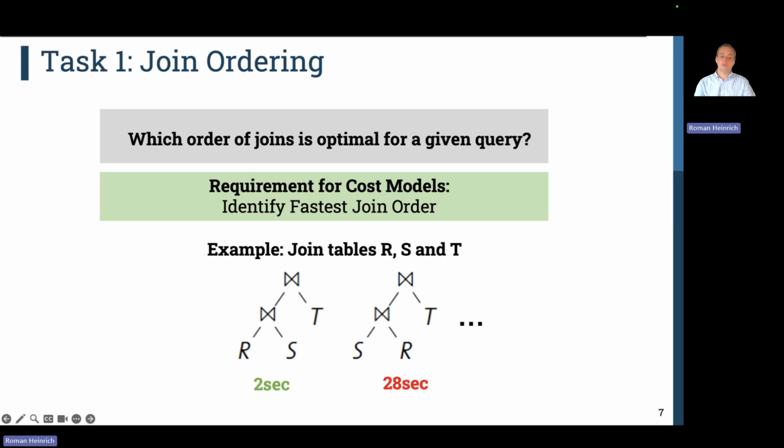On the left, we have an optimal plan, which only takes 2 seconds. And on the right, we have a different join order, which is suboptimal and thus takes way longer, in this case, 28 seconds. And now we want to find the fastest join order with our cost model.